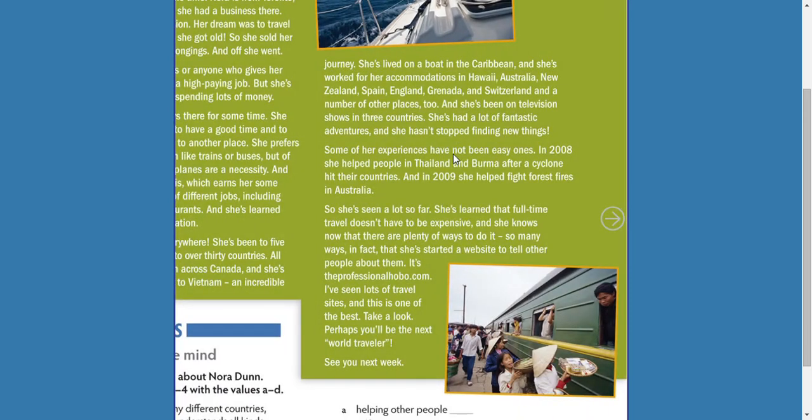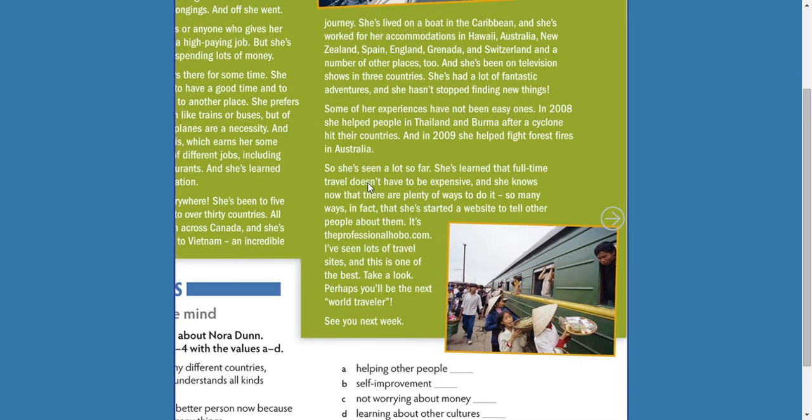Some of her experiences have not been easy ones. In 2008, she helped people in Thailand and Burma after a cyclone hit their countries. And in 2009, she helped fight forest fires in Australia. So, she's seen a lot so far. She's learned that full-time travel doesn't have to be expensive, and she knows now that there are plenty of ways to do it. So many ways, in fact, that she started a website to tell other people about them.